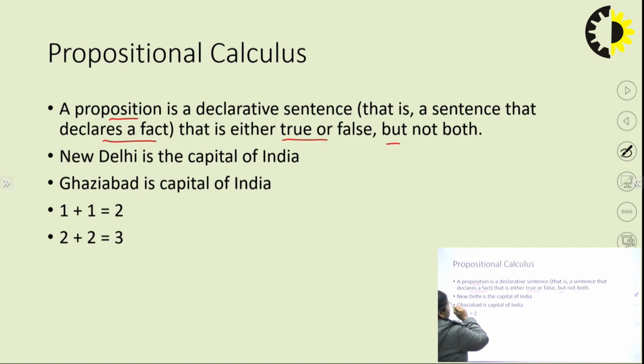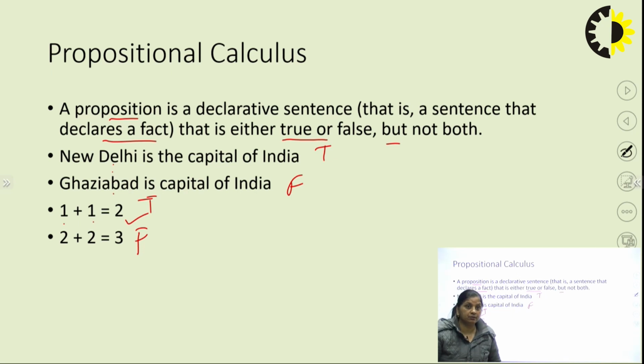We can understand the concept with this particular statement: New Delhi is the capital of India. It is true, it is a fact. Ghaziabad is capital of India. This is false. It is not true. So, it is assuming the value true and it is assuming the value false. If I talk about 1 plus 1 is equal to 2, we know that 1 plus 1 is 2. So, this is true. 2 plus 2 is not 3. So, it is false. These are some examples of propositions.